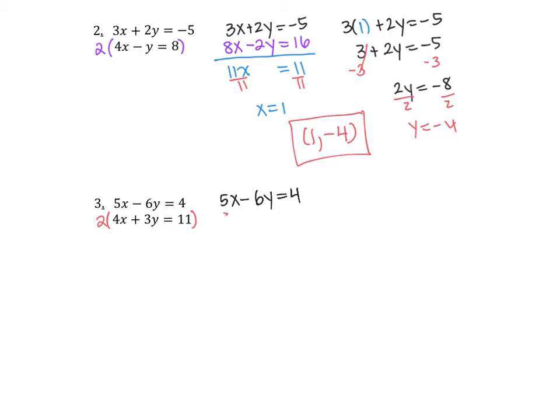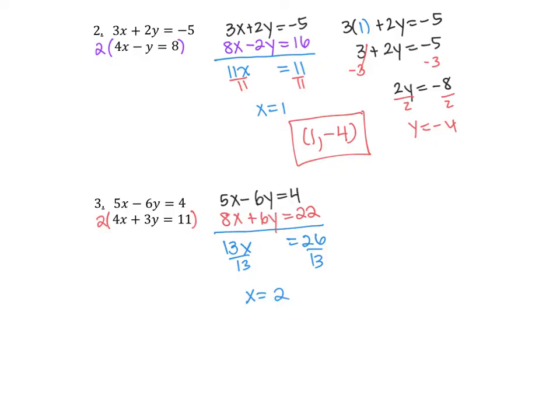2 times 4x is 8x, 2 times 3 is 6, 2 times 11 is 22, and make sure you remember to multiply the last number too. Okay, let's see. 5x plus 8x is 13x. Negative 6y and positive 6y cancel, which means I did this correctly. 4 plus 22 is 26. Divide by 13, I get x is 2.